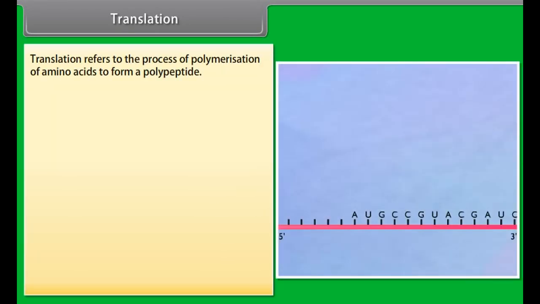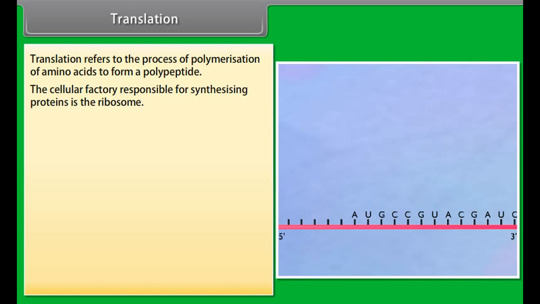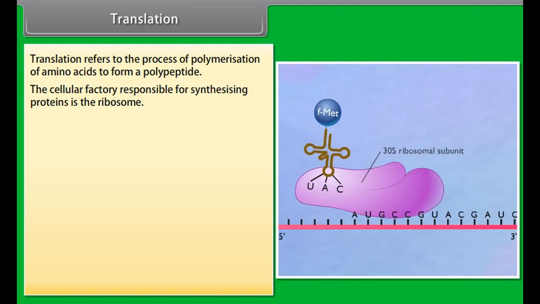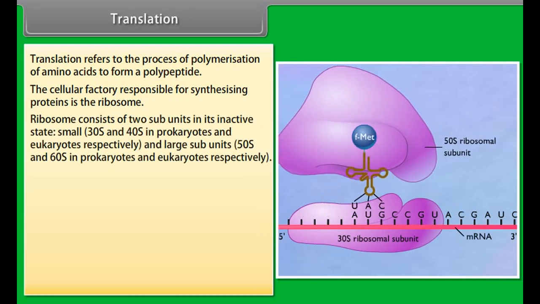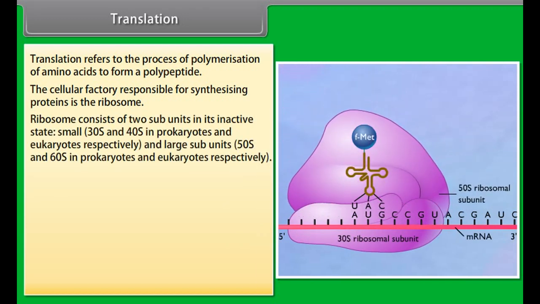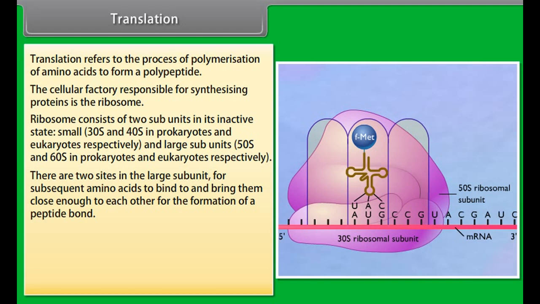Translation. Translation refers to the process of polymerization of amino acids to form a polypeptide. The cellular factory responsible for synthesizing proteins is the ribosome. The ribosome consists of 2 subunits in its inactive state, small and large subunits. There are two sites in the large subunit for subsequent amino acids to bind to and bring them close enough to each other for the formation of a peptide bond.